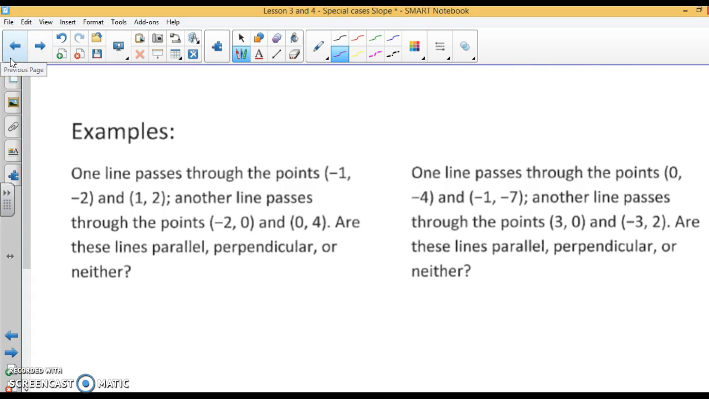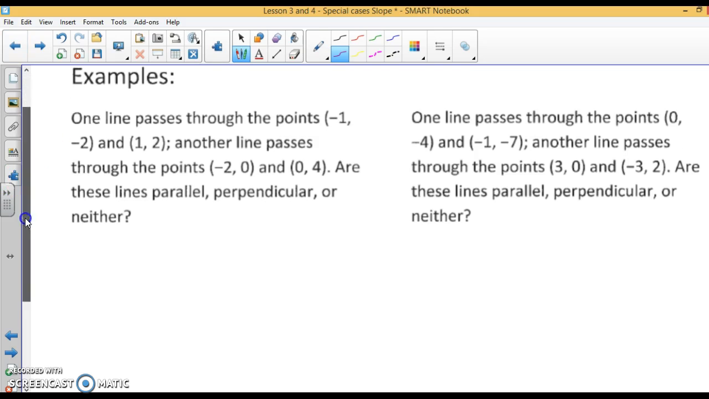All right, one line passes through the points -1, -2, and 1, 2. Another line passes through the points -2, 0, and 0, 4. Are these lines parallel, perpendicular, or neither? Well, first thing we need to do is find the slope of both lines. So my first line is going to be y sub 2 minus y sub 1 over x sub 2 minus x sub 1. I'm calling this m sub 1. That's the slope of my first line.